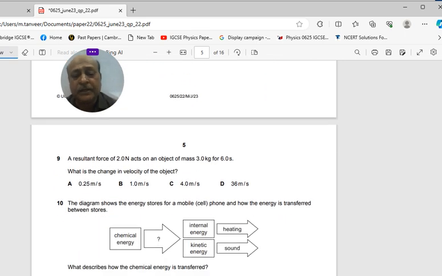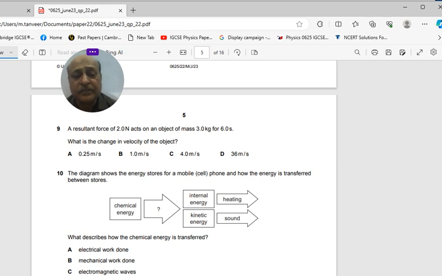Question number 10. A resultant force of 2 newtons acts on an object of mass 3 kg for 6 seconds. What is the change in velocity of the object? You know that the rate of change of momentum, the change in momentum divided by t, is called the rate of change. That means the change in momentum in 1 second, in unit time, is equal to the applied force.